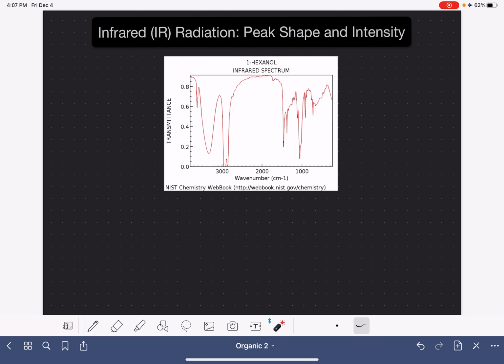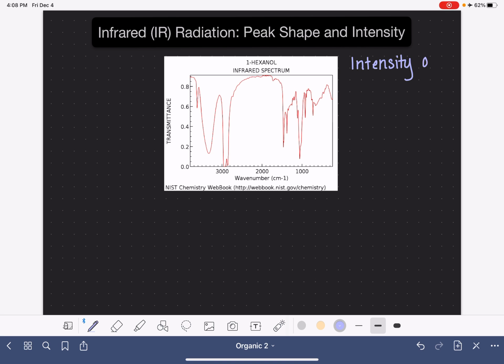In this video, I'm going to be talking about the shape and intensity of the peaks in an IR spectrum. The first thing that I'm going to be talking about is the intensity of the peak. The intensity of the peak is referring to how far down the y-axis a peak actually goes. So this peak right here would be a very intense peak or very strong peak because it goes all the way down, whereas these peaks here are not as strong or not as intense, especially this little guy right here, because they do not go very far down.